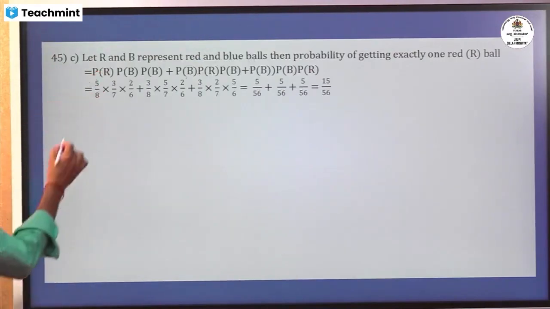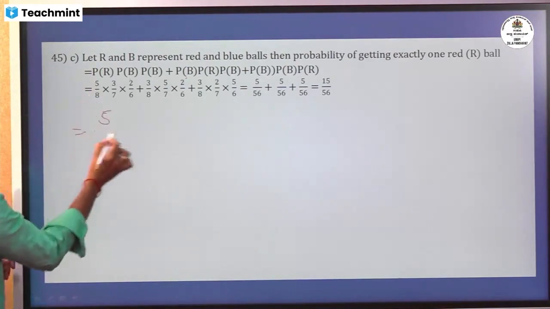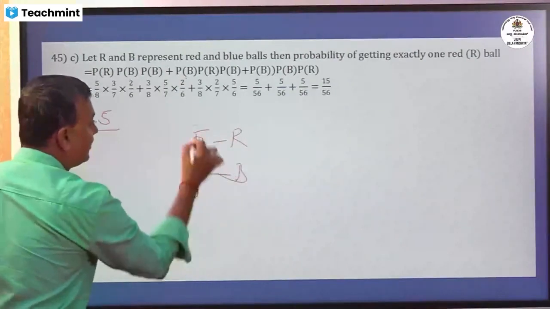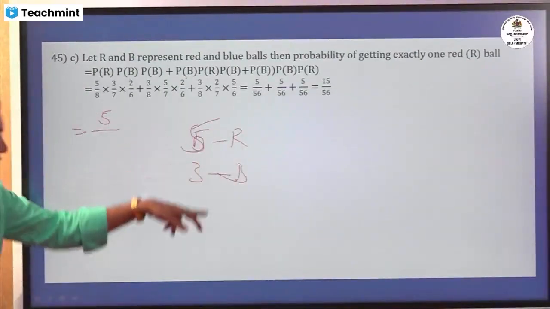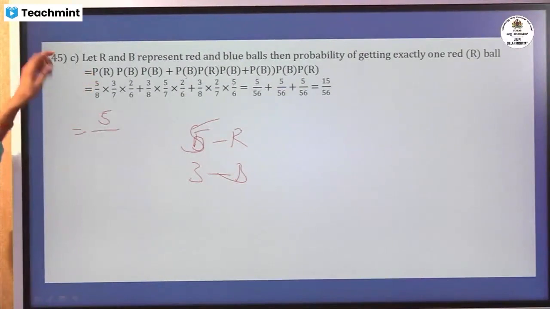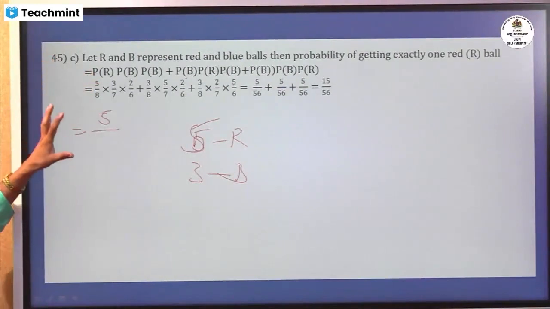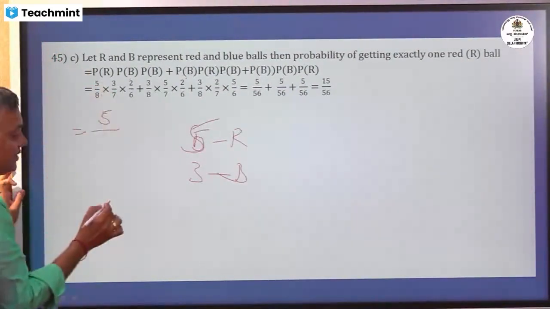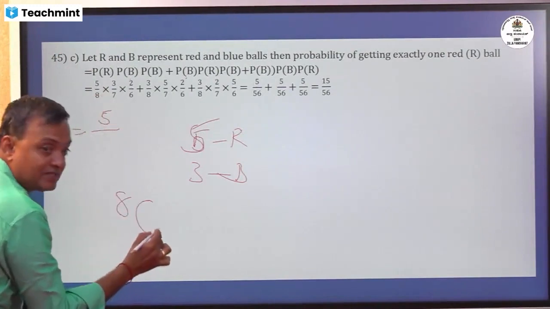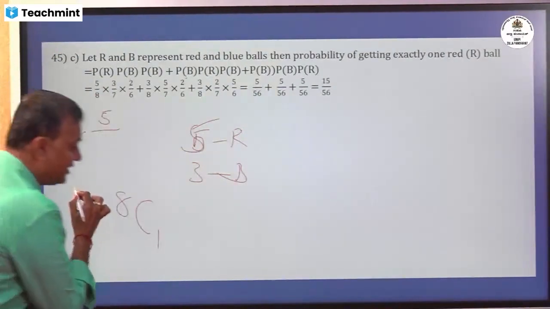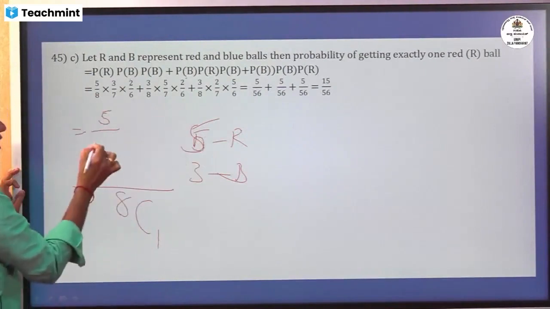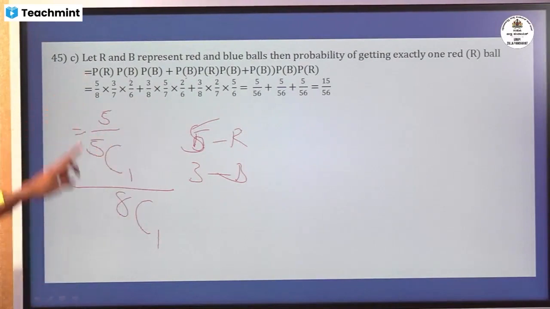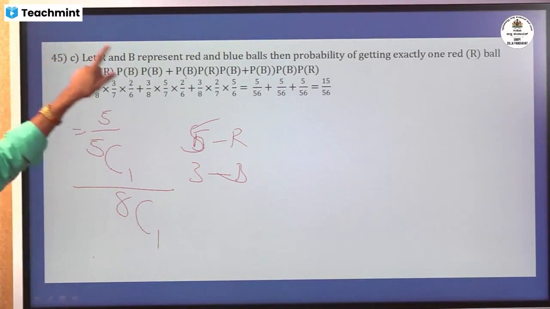So the probability of red ball: total balls, red balls 5. Total 5 plus 3, 5 red, 3 blue, so the total is 8 balls. So 5 by 8. The probability of red ball is 5 by 8. 5 by 8 doesn't mean we take 5 balls out of 8. The probability of red ball is: among 8 balls we select 1 ball, that is 8C1. Which ball? That is a red ball. How many red are there? 5. Out of 5, how many do we take? 1. 5C1. So what is 5C1? 5. What is 8C1? 8. So 5 by 8. What is the probability of blue ball?